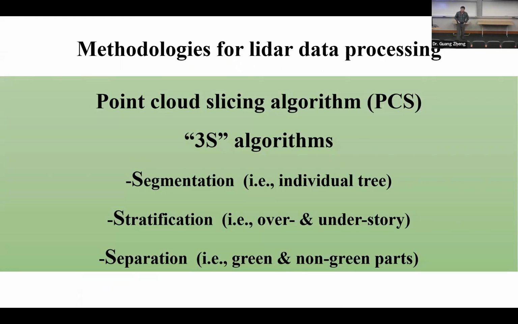To process the data, we have successfully developed some methodologies. The first one is point cloud slicing. And the second one, I just call the 3S algorithms. The first S is segmentation: you delineate the tree crowns for individual trees. The second one is stratification. We know the forest has vertical structures, and we want to separate which part is overstory and which part is understory, right? And the third one is separation. Basically, we're trying to classify the green points and the non-green parts based on the point cloud data set. That's the 3S algorithms.